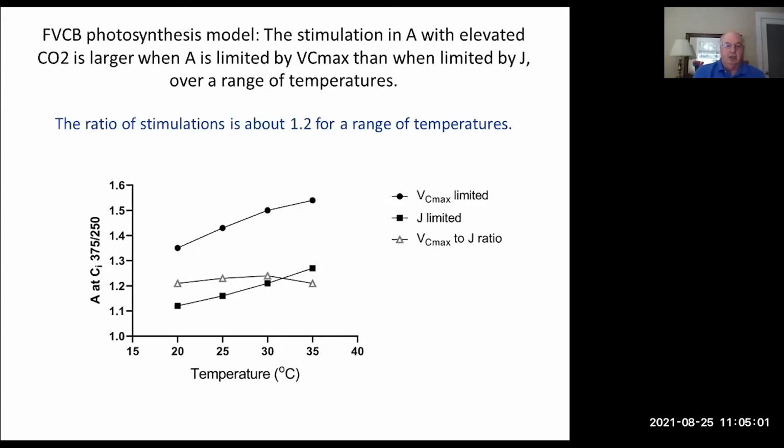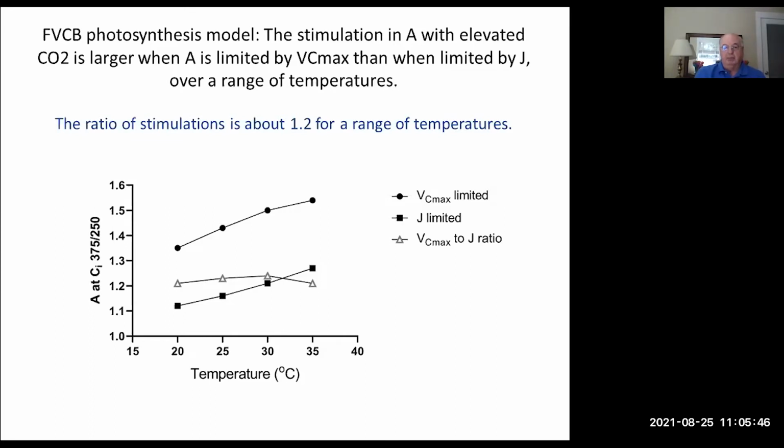This figure just shows assimilation rate as a function of temperature, and the assimilation rate is given here as a stimulation ratio of rates at 370 internal CO2 relative to those at 250 internal CO2. So essentially the change with a 1.5-fold increase in CO2 above ambient. And you can see the top marked as Vcmax limited. The dark circles show that at 20 degrees, it's about a 1.35-fold increase in photosynthesis, and that factor increases as you go up in temperature.